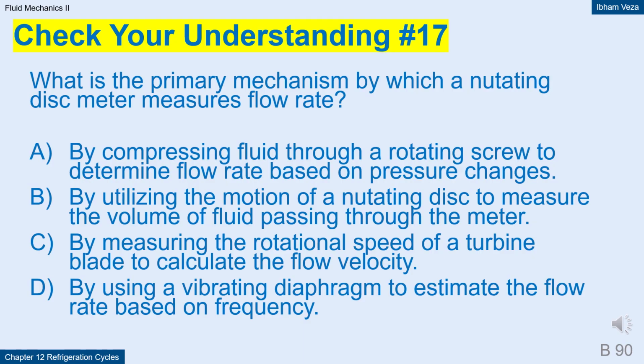Option C. While turbine meters measure flow velocity using rotational speed, nutating disc meters operate based on volume displacement, not velocity. Option D. Vibrating diaphragms are not part of the nutating disc meter mechanism. They are used in different flow measurement technologies.